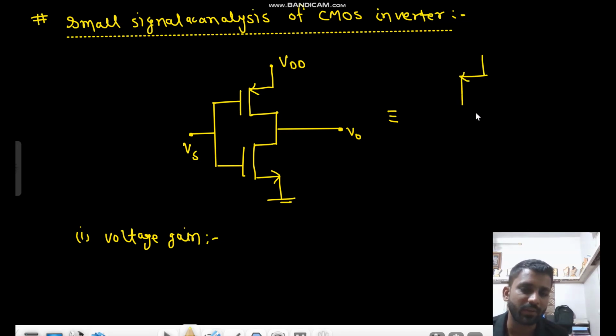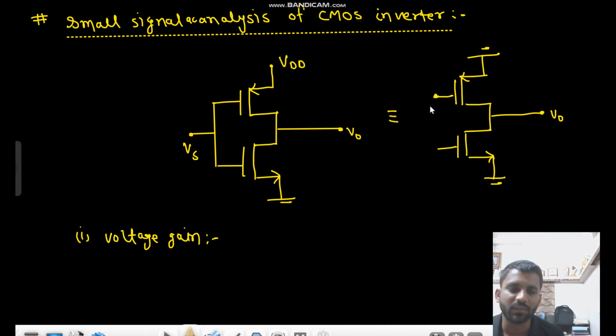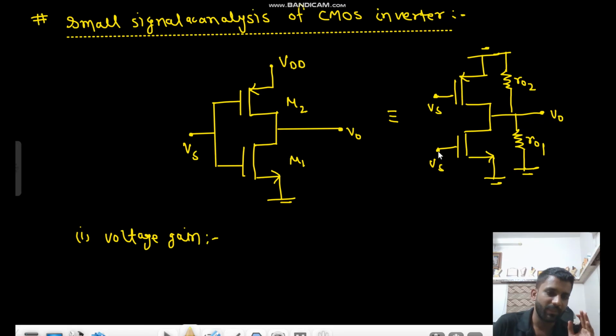Okay, so first let us draw the small signal model. This will be shorted, this will be shorted, this will be shorted, and this will also be shorted. This is VDD, because this is a supply, right? And here we have this Vs, this Vs, and this Vs, and here we have r_o2 and r_o1, let us call them M2 and M1. So this is r_o2 and this is r_o1. Now we have two Vs voltage sources, although it is only one supply. So we can apply the superposition theorem, right? So applying superposition.